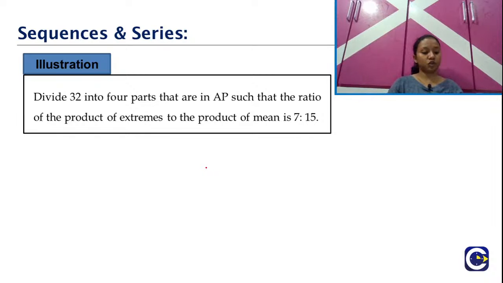So here it should be 4 parts. So quickly write down the 4 parts in progression. So again one more condition is also given. So product of extremes and product of means here. Extremes means the last two terms and means the middle terms.